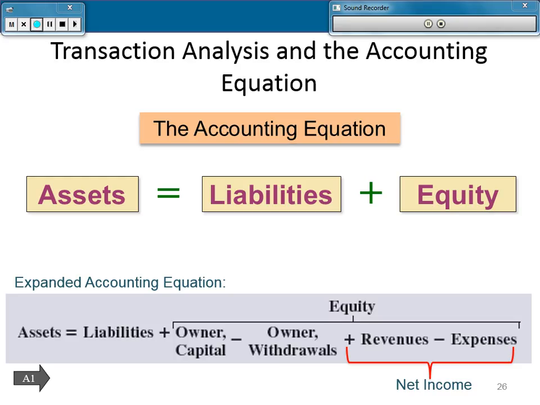All right, equity. Now this can go a couple of ways. Equity, we've got capital. Let me tell you what capital is. Capital is an owner's investment into the company. So for instance, if I started a company and I invested $10,000 of my money, how much is in my capital account? $10,000. Owner's withdrawals, the same situation. I went and I withdrew $600 from the company.